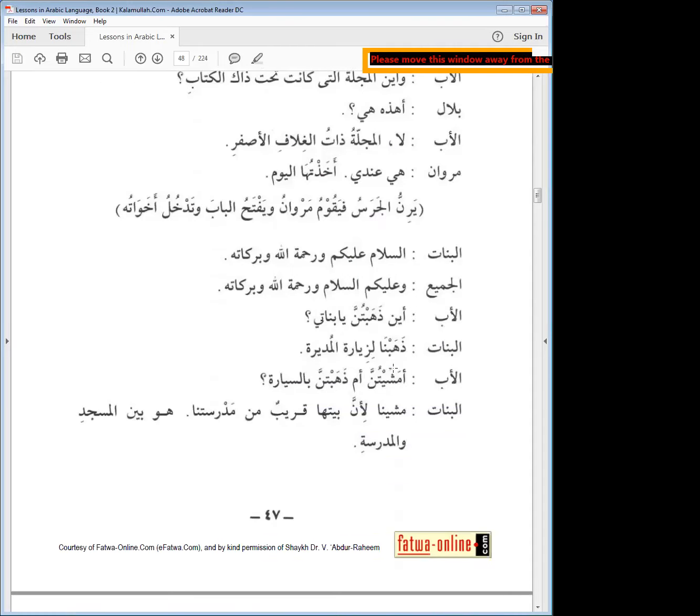So Marwan says, "Hiya indi akhadtuha al-yawm." It is with me. Oh, I have it. I took it today. Right? Then in brackets, the narrator says, "Yarinnu al-jarasu fayakumu Marwanu." So the bell rings, and Marwan stood up and opened the door. Wa tadkhulu al-akhawatuhu, and his sisters entered.